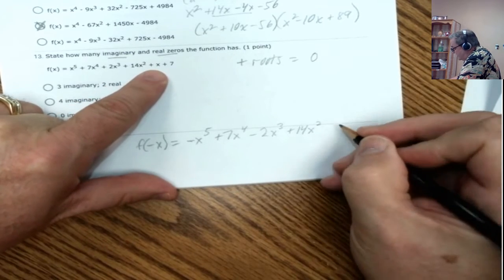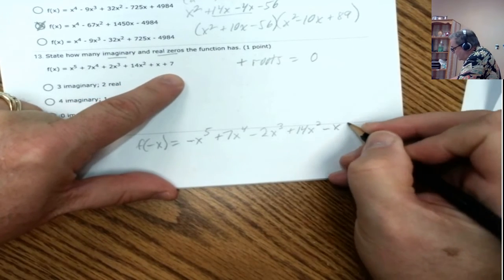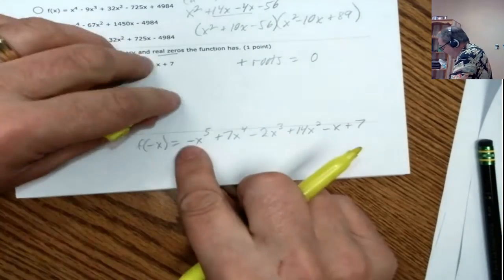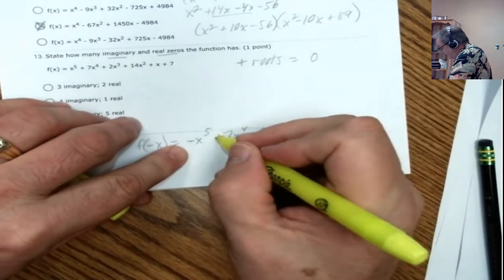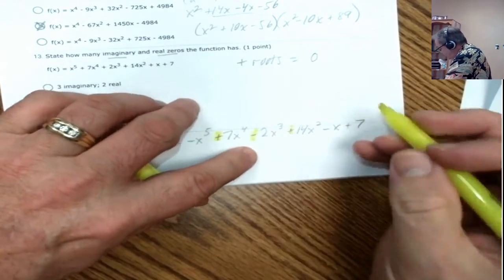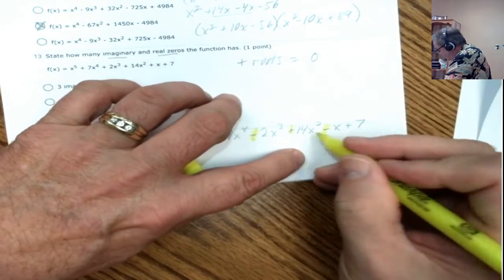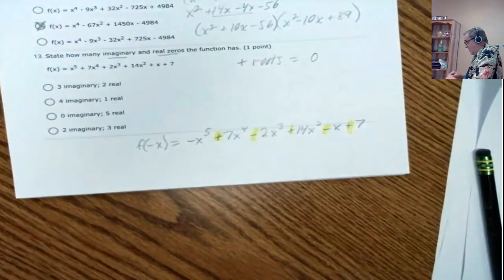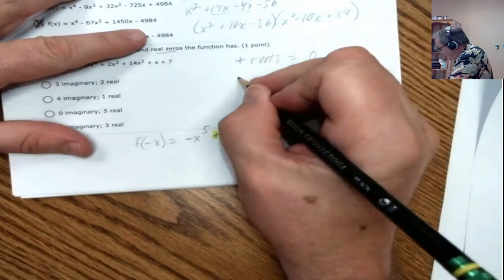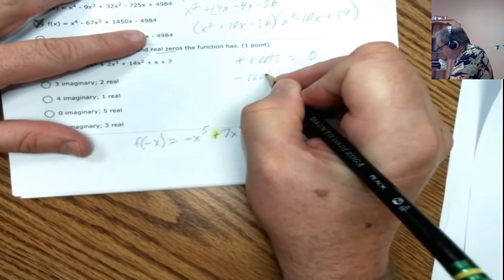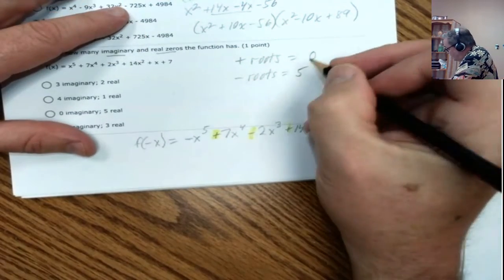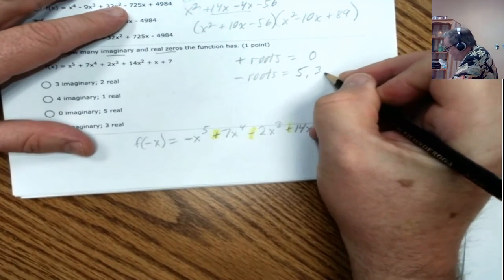Substitute negative x there. It's just negative x and then plus 7. So how many sign changes do we have? From a negative to a positive, there's one. From positive to a negative, there's one. Negative to a positive, there's one. Positive to a negative, there's one. Negative to a positive. All right, so there are 1, 2, 3, 4, 5 sign changes. Descartes' rule says there could be 5 negative roots or multiples of 2 less. Could be 3, could be 1.